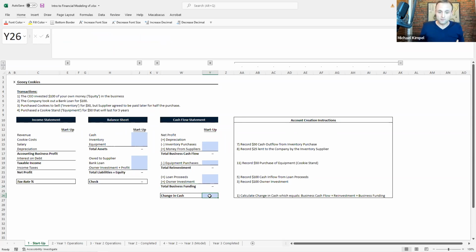And to that point, I want to start our exercise here, and I'll do a couple of steps with each of these, then I'll stop, let you try it, and then we'll carry on. I want to start the exercise with just mapping to the change in cash for the business. So the change in cash for the business is going to be what we've made, our reinvestments, and our funding. And so what I'm going to do is move to cell Y26 here, and I'm going to press plus, and then I'm going to go up to business cash flow, plus, again, reinvestment, plus, again, business funding.